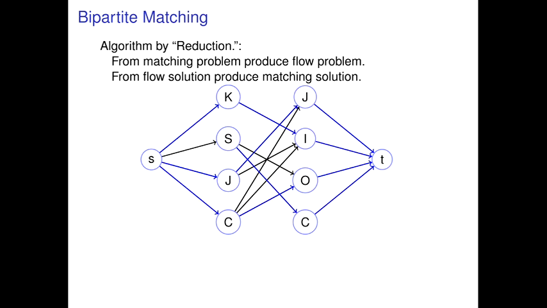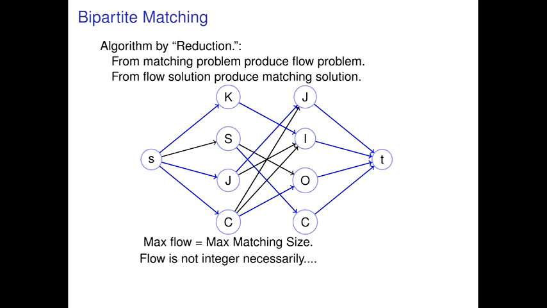Now, if you look at the solution, this is the solution I had on the last slide. Here are the four edges in the middle. I route one unit of flow on each one of these edges, and one unit of flow across each one of these edges from the source and to the sink. So the max flow in this network, where everybody has capacity 1, is equal to the maximum matching size.